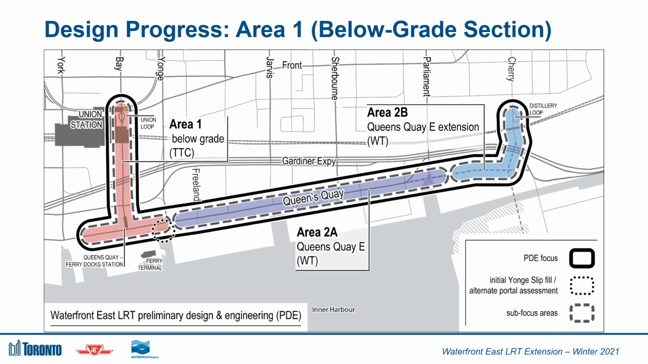The project scope is divided into underground and surface sections. Area 1 is the underground section and is highlighted in pink in the image on the screen. The surface sections, Area 2A and 2B, are highlighted in blue.